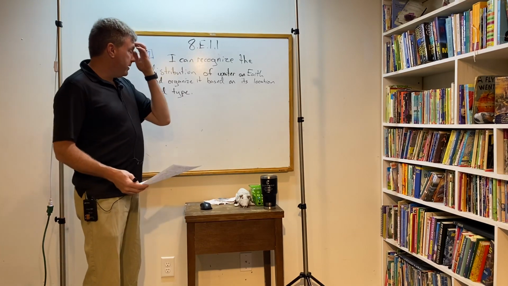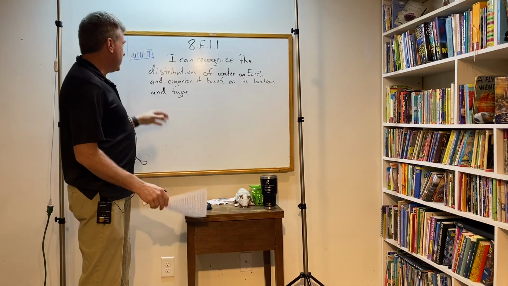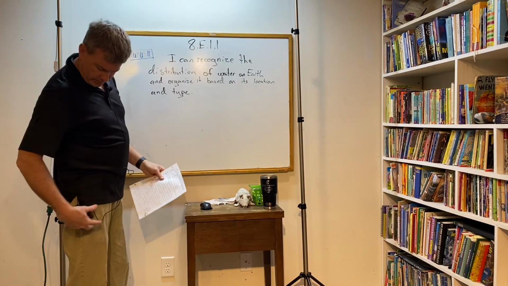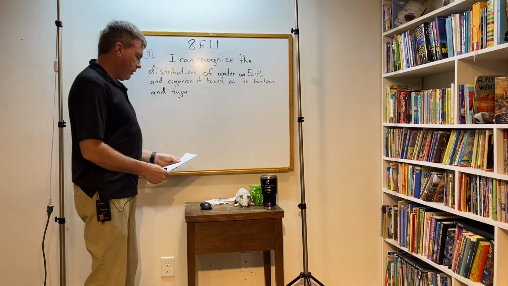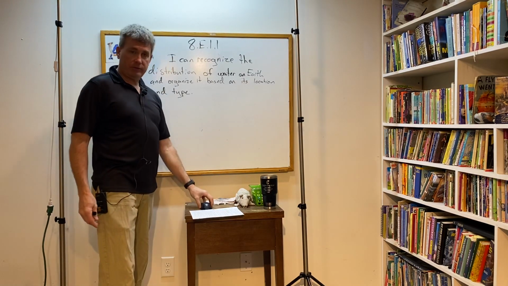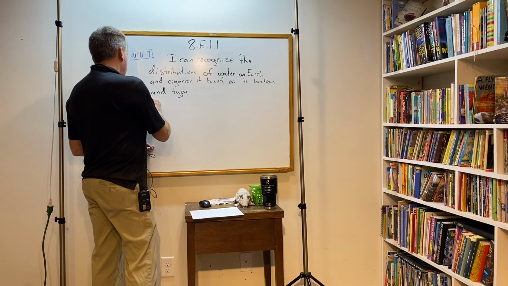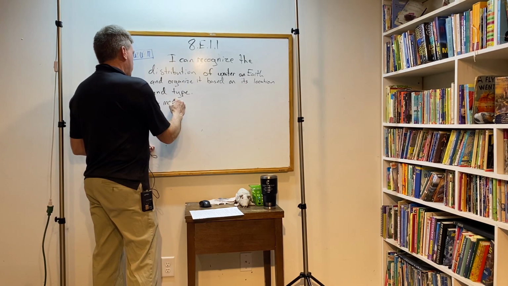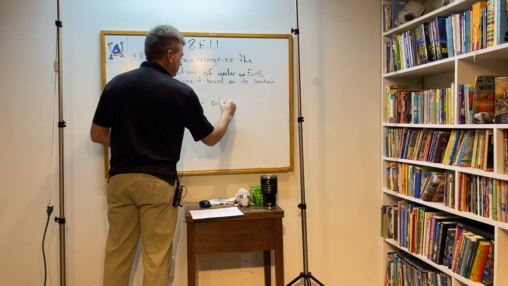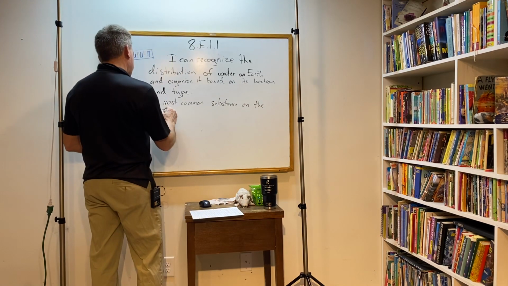But for you guys in 8th grade, we're starting a new unit today, 8.E.1.1, which is typically called the Hydrosphere. It says, I can recognize the distribution of water on Earth and organize it based on its location and type. So, water is the most common substance on the Earth's surface. Most common. On the surface.